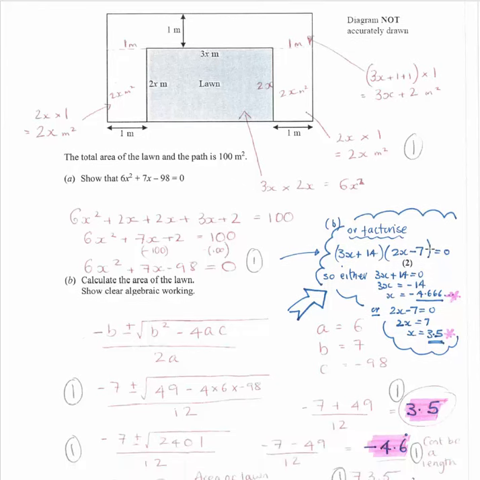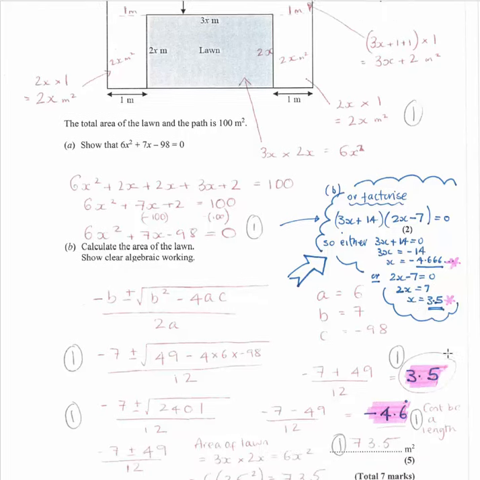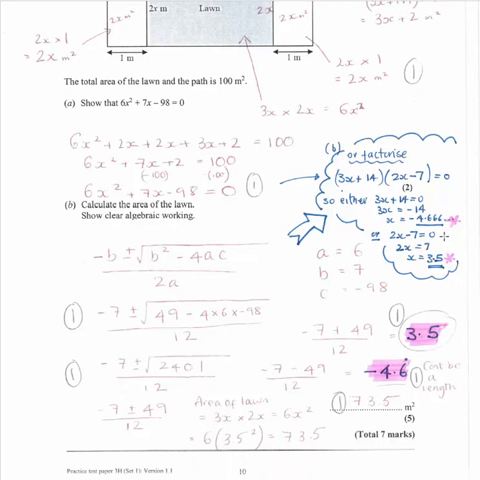Now remember what you do when you have brackets equal to 0. You set each of the brackets equal to 0 and work out what x must be. So either that bracket is equal to 0, so 3x plus 14 equals 0, so 3x must be minus 14. Divide both sides by 3, x is minus 4.666, or this bracket must be 0, 2x minus 7 equals 0, so 2x is 7, and x is 3.5. Now, we've worked out the answers there, and we're going to get some marks for that.